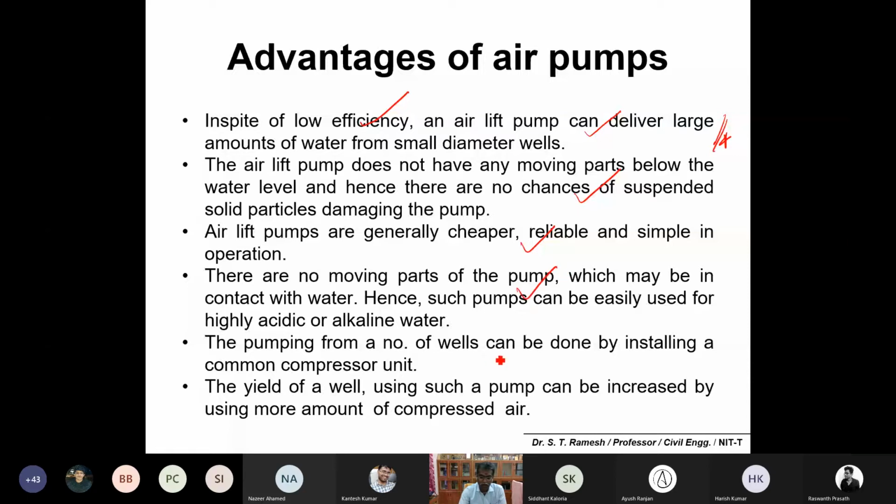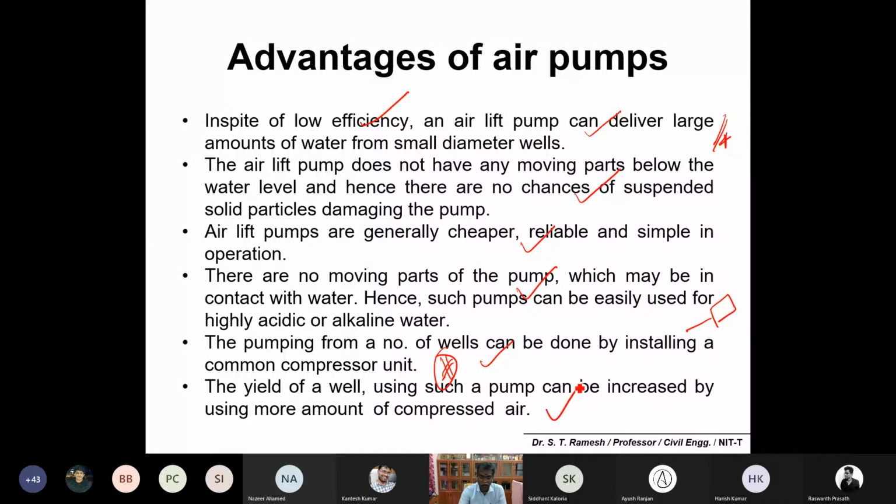And another thing is that you can have one compressor that can be connected to several wells, so installation is very easy. The last point to remember: pumping from a number of wells can be done by installing a common compressor unit. That is what they normally do in our rural areas.